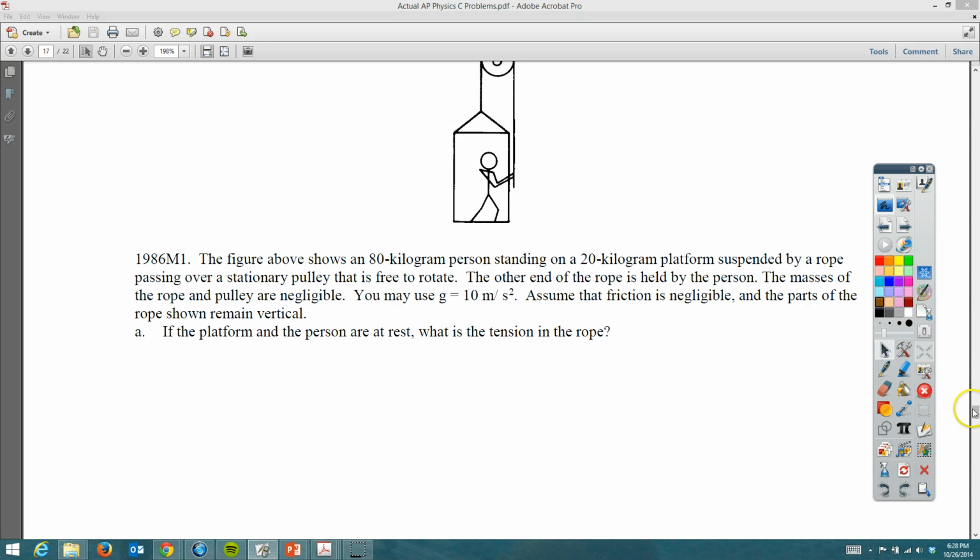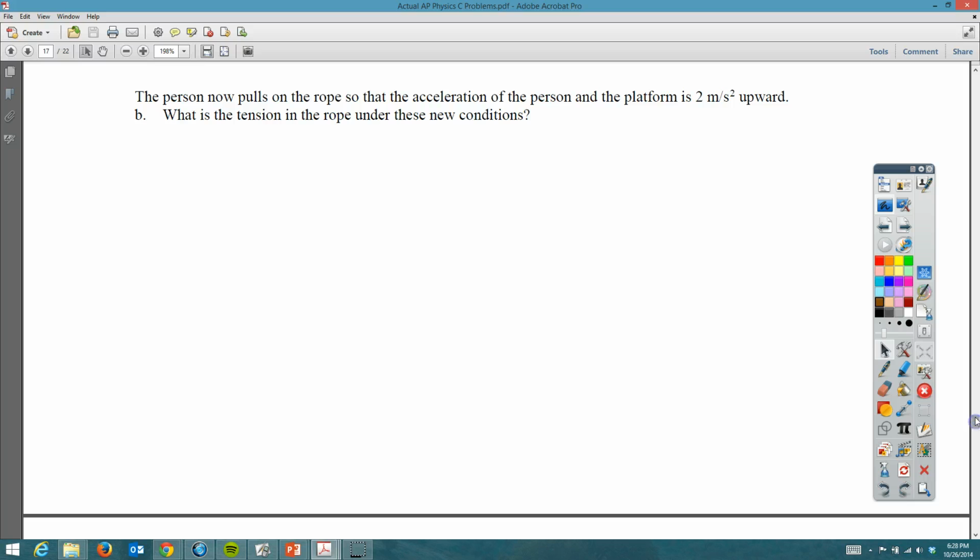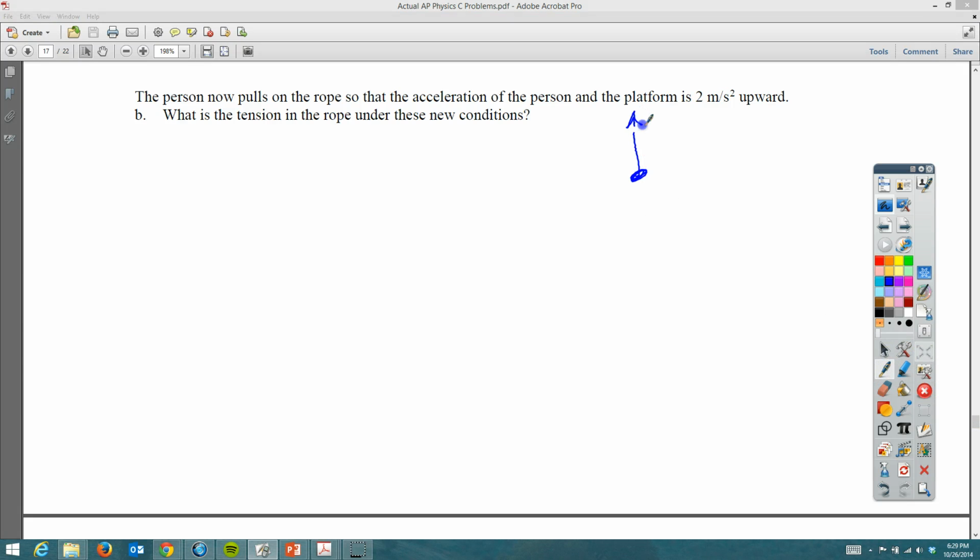For part B, the person is now pulling on the rope. So now we've got tension going up. We also have another tension going up. We have mg going down, but we have the person pulling on the rope, and it makes the whole thing accelerate up. So don't worry too much about the person pulling the rope down. That's not the point. The point is we've got this acceleration making that whole lift go up.